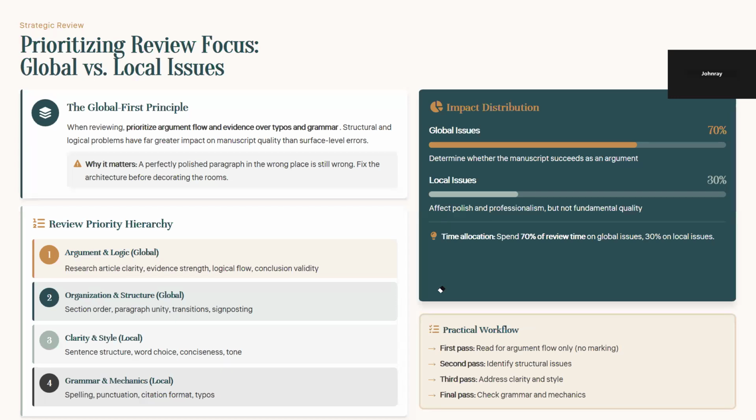So the first part, read for your argument flow only. When you want to edit your paper, when you're reading, look at the argument. Is this argument making sense? Does it follow? So look at that part of it first. Then secondly, identify the structure issues. See if it follows the structure which is recommended for your field. And then the next thing, address the clarity and the style, the terminology, the keywords. Then the final part is your grammar and mechanics.